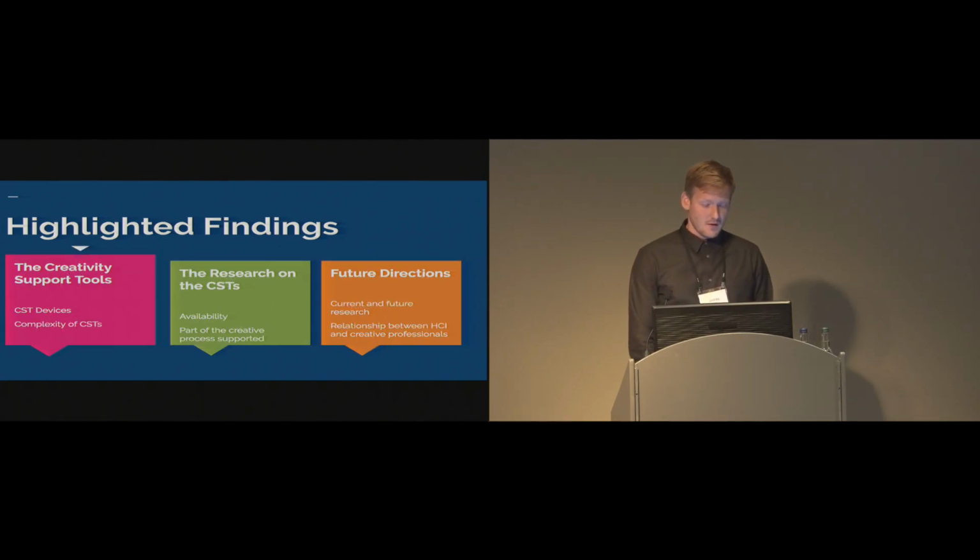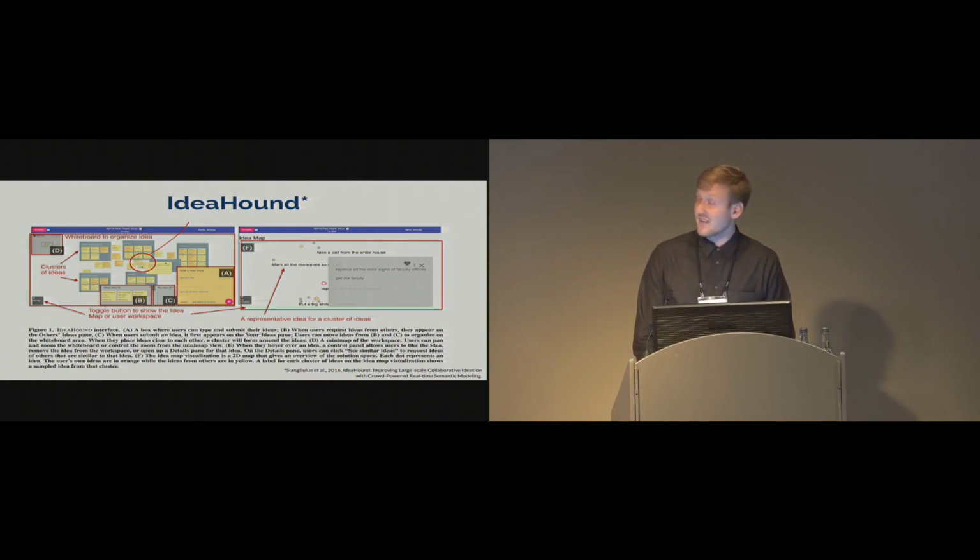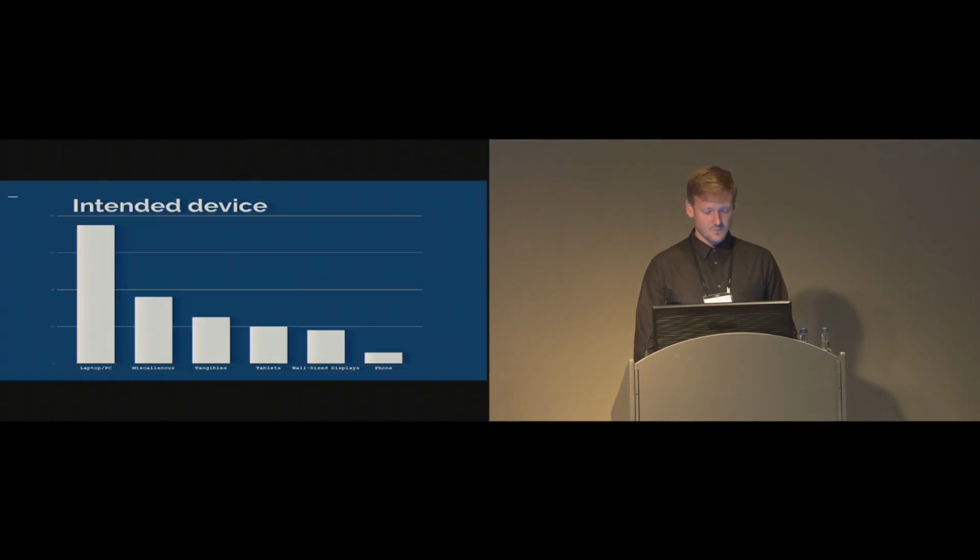So, first of all, the creativity support tools. Looking at the device that these tools are designed to be used on, we can see that the laptop or the PC is by far the most popular device to design for when developing CSTs. A good example of this would be Idea Hound, a very cool CST that integrates the task of defining semantic relationships among ideas into the primary task of actually doing the idea generation itself.